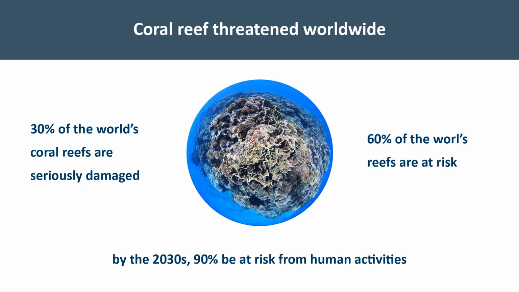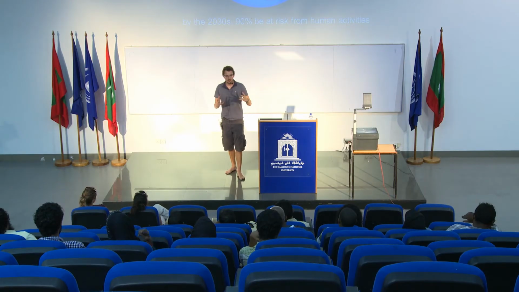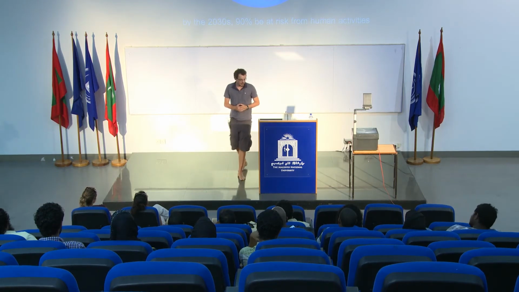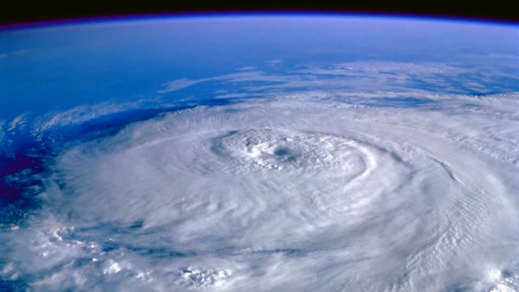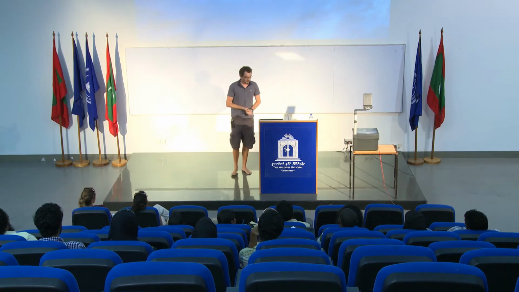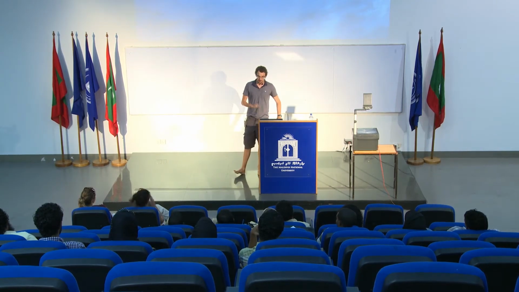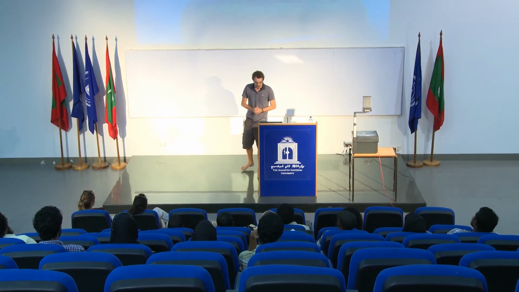By the 2030s, it's estimated that 90% of all reefs are going to have some form of threat, and this is largely down to human activities, human involvement. So they're under a lot of pressure and a lot of stress. They're under natural stress from things like cyclones, hurricanes, El Nino, which is thought to come, we're in the El Nino year now, so the reefs again are under threat from this natural phenomenon.